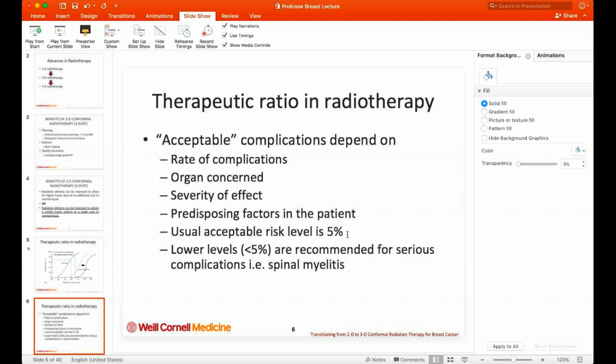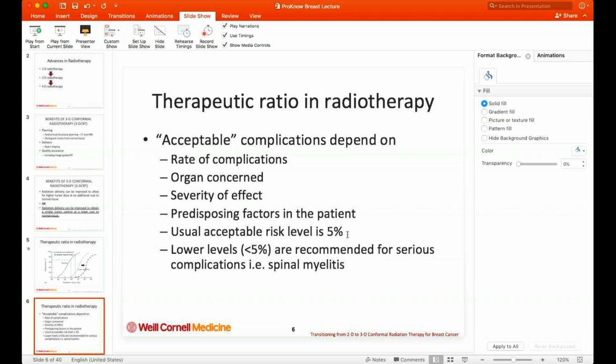You also want to think about the predisposing factors in the patient. So for instance, when we're thinking about breast cancer, there are some patients who may have lupus or scleroderma. Their risk of having side effects is much higher than someone who doesn't have those conditions. Similarly, there's been a lot of interest in the risk of heart disease after you've been treated for breast cancer.